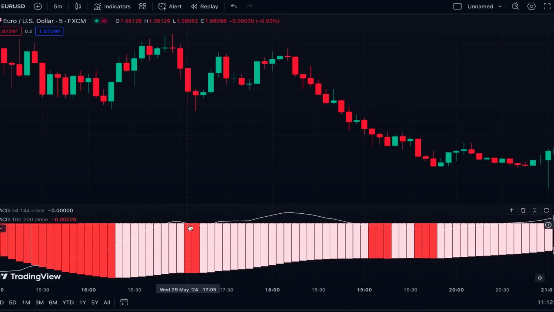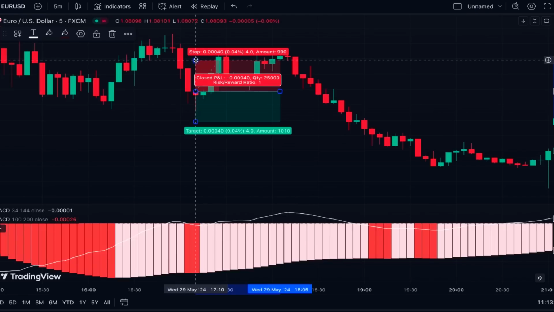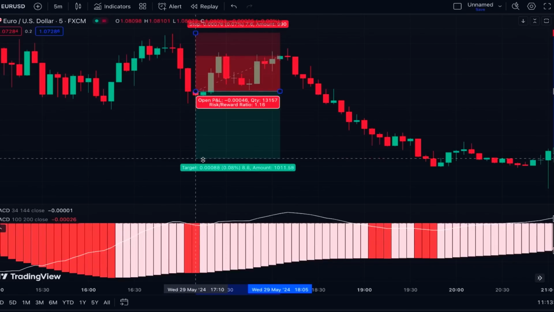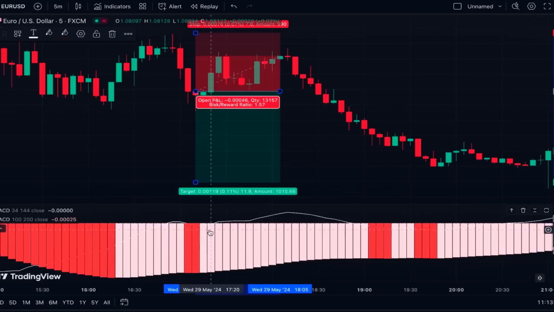And for this moment that the line goes back below the center line, we want the bar to be dark red. So in practice we could enter a short position at this point when this new candle is opened. The stop loss above the previous swing high, and the profit target at 1.5 risk to reward ratio. Again here you can see that the line went above the center line, but when it crosses back below the center line, the bar in the histogram is light red, so we don't take any action here.